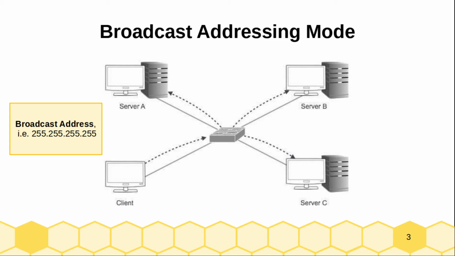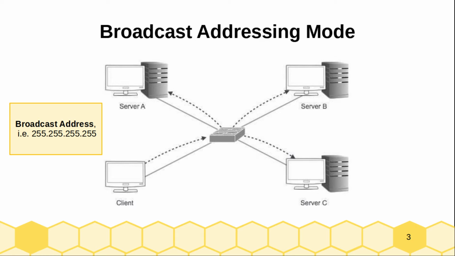As you can see in this image, there are server A, server B, server C, and a client. They are all connected with a switch, and when the client sends a message in broadcast address mode, the message is broadcast to all the servers nearby. Server A, server B, and server C will receive the message sent by the client.